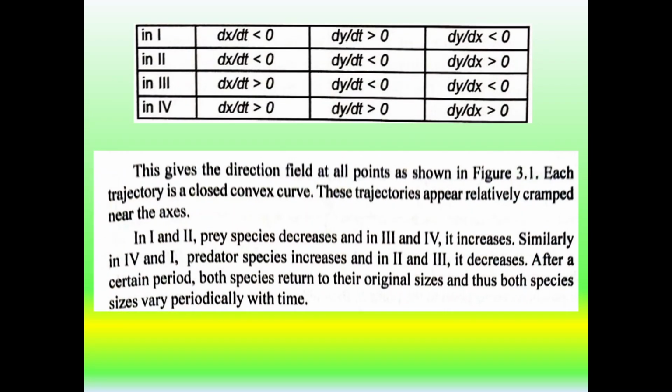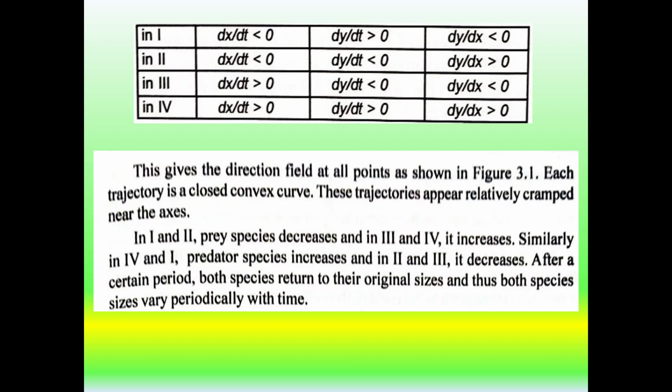Because of these results, we can say the direction field at all points is shown in the trajectory figure. Each trajectory is a closed convex curve and these trajectories appear relatively cramped near the axis. So we could see the cramping through the figure, and also in parts 1 and 2 the prey species decreases, and in parts 3 and 4 it increases. Similarly, in parts 4 and 1, the predator species decreases and in parts 2 and 3 it increases.